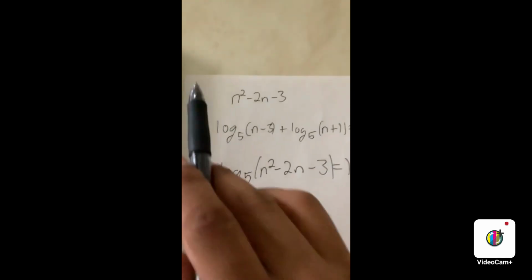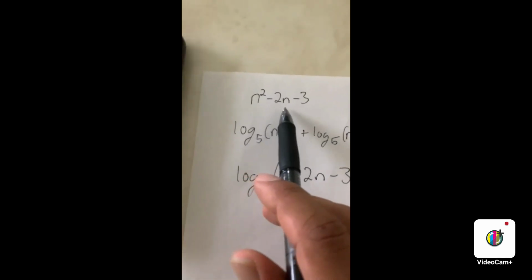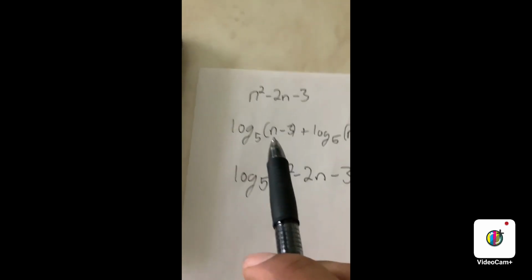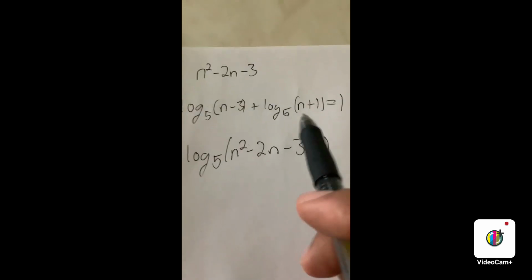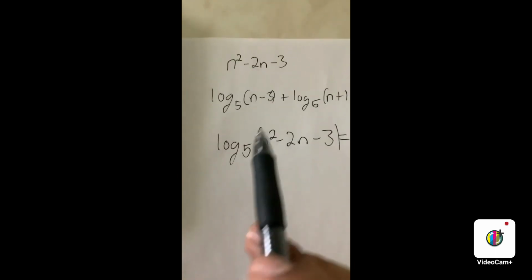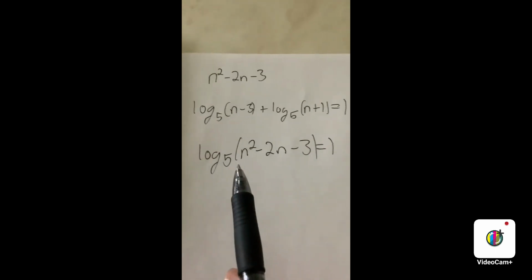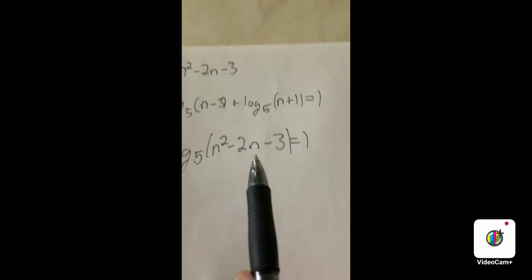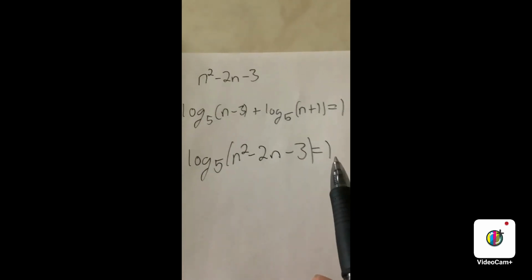So if we look now, we got our n squared minus 2n minus 3 from when we FOILed n minus 3 and n plus 1. So we should have ended up with log base 5 of (n squared minus 2n minus 3) equals 1.